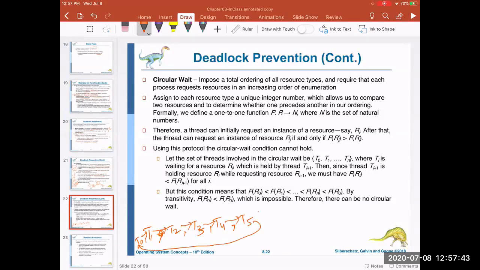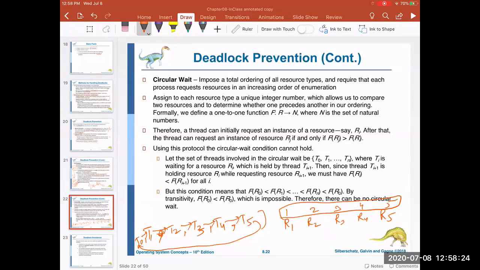Now for breaking this, circular wait actually helps us, other than the previous three. What is done? Even if the processes or threads are numbered, the resources are also given numbers. So R1, R2, R3, R4, R5, all these are numbered: number 1, number 2, number 3, number 4, number 5. Based on these numbers, we can actually break this circular wait. How? Let's see.